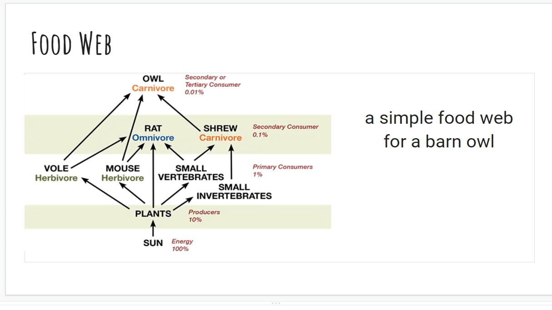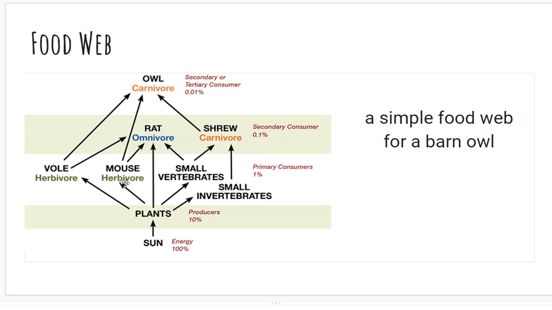So here we have a simple food web for a barn owl. Keeping in mind that our energy originates from the sun, as photons come down to the earth, they are absorbed by plants, and plants are able to form a glucose or a sugar that helps provide them energy, as well as transfer of energy into the first level consumers that take them in.